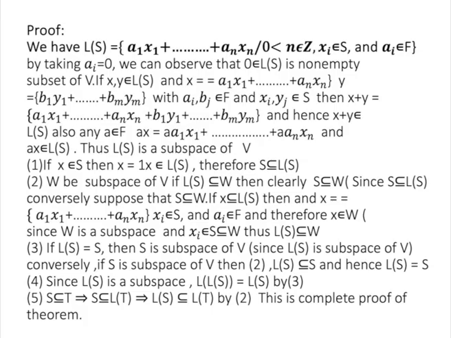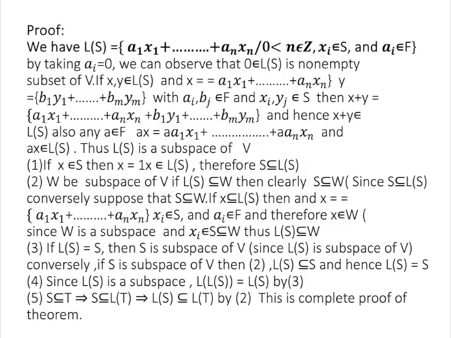Since W is a subspace and the xi belong to S, which is a subset of W, L of S is a subset of W. Third condition: if L of S equals S, then S is a subspace of V, since L of S is a subspace of V. Conversely, if S is a subspace of V, then by the second condition we proved, L of S is a subset of S, and hence L of S equals S. Fourth one: since L of S is a subspace, we can write L of L of S equals L of S.